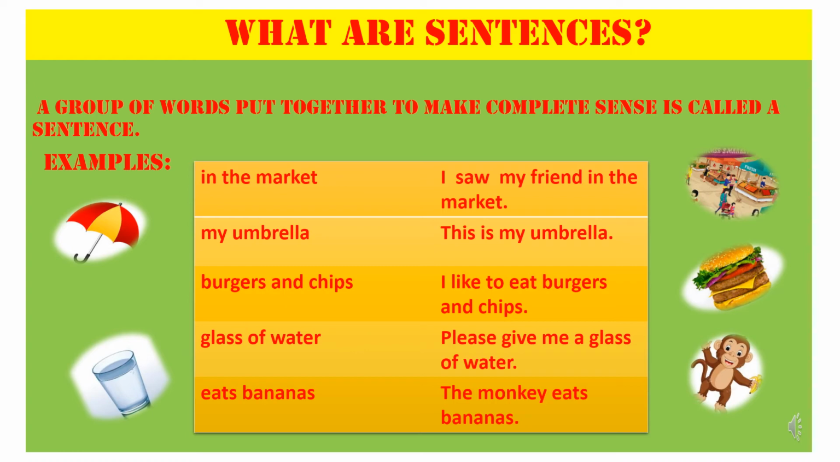You have to add, children, this sentence that you make, or a complete sentence that you make, has to have a noun plus a verb. A noun plus a verb makes a complete sentence. Okay. So I have written eats bananas. Then next I have written the monkey eats bananas. So monkey is a noun, eats is a verb.